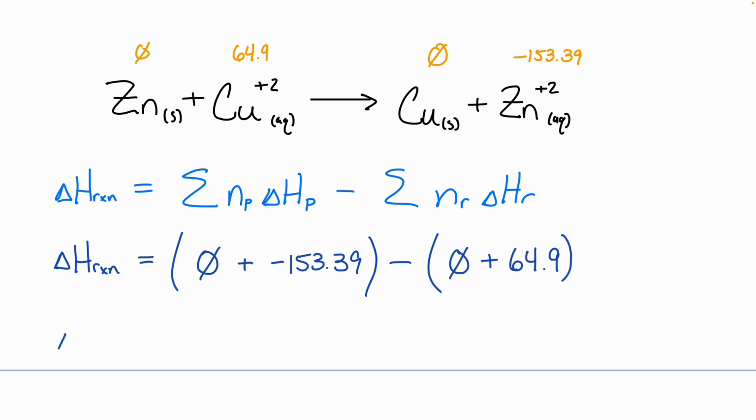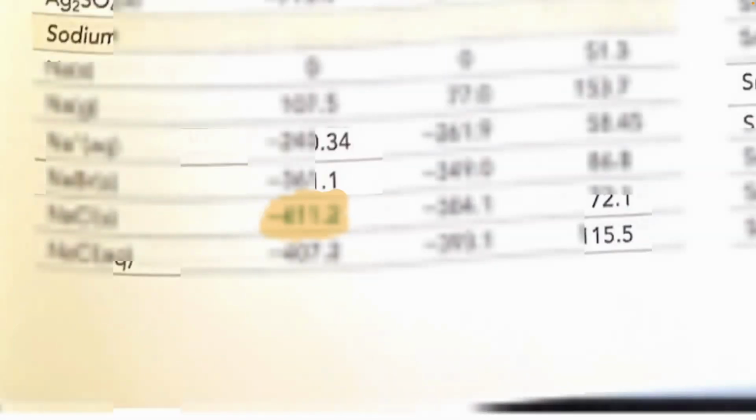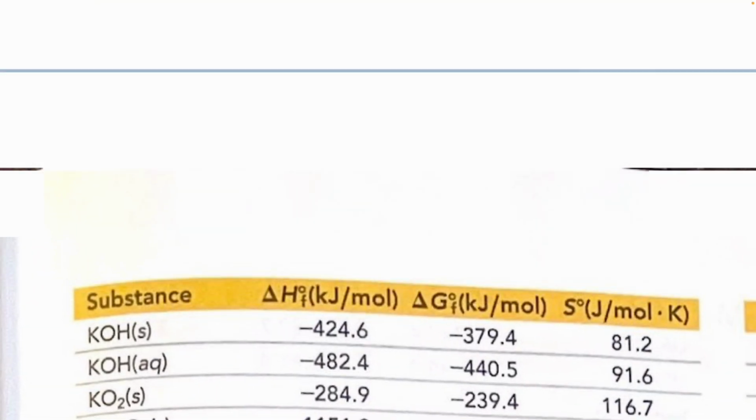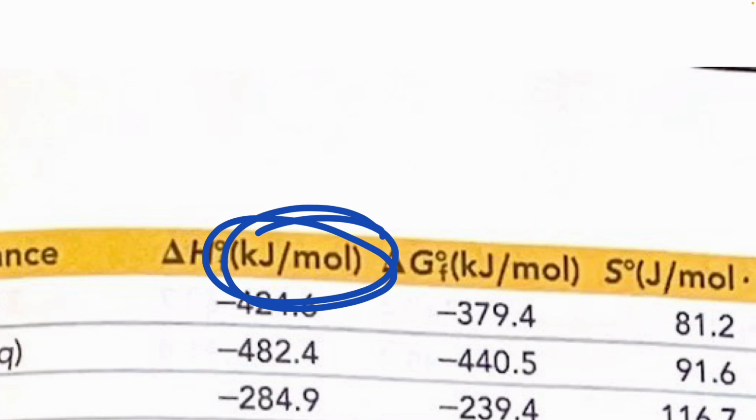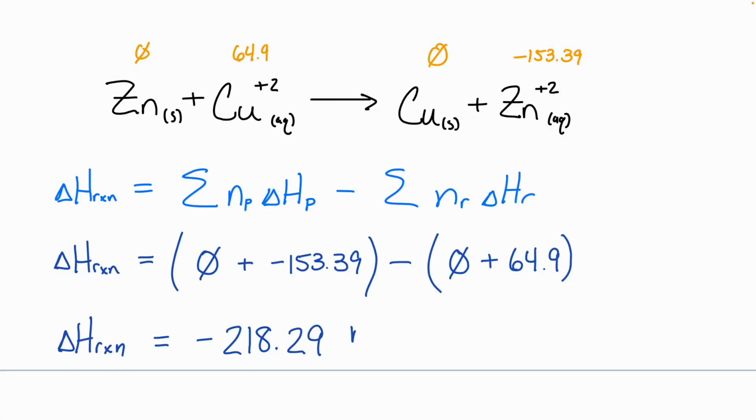Okay, so punch that into my calculator. I get a delta H of this reaction of negative 218.29. All right, my units from that constants page, we can just go back to convince ourselves real quick, are kilojoules per mole. So that's my units here.